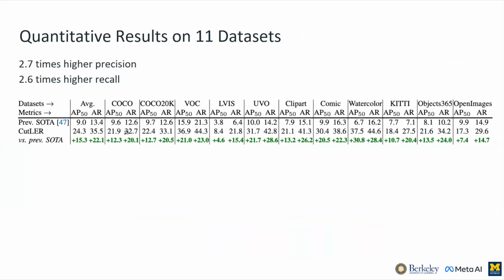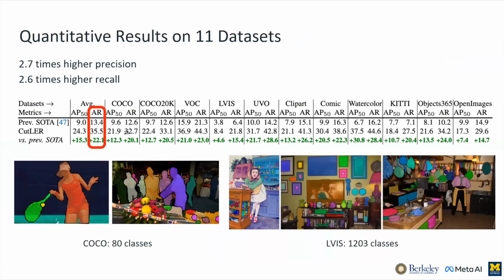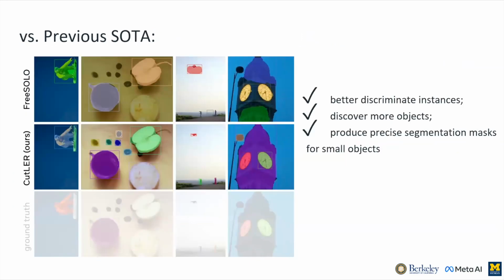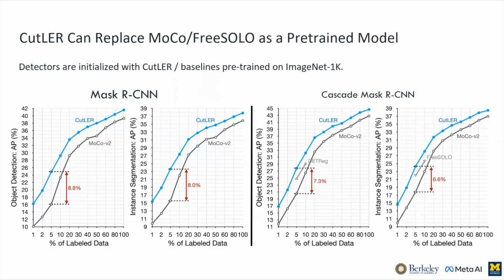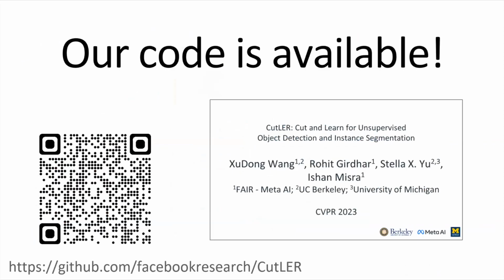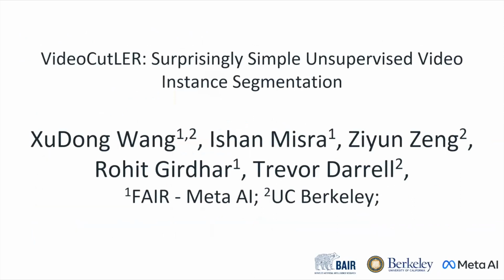So quantitative results here on many different datasets, significant improvement in performance across a wide number of tasks. Compared to the previous state of the art, the discriminative instances are better, can discover more objects, and have more precise segmentation masks. And often it actually finds instances that were missed by human annotators and were errors in the ground truth. And this can work as a good pre-trained model. Code is available. And again, this is a talk at the main conference. I encourage you to go see it.